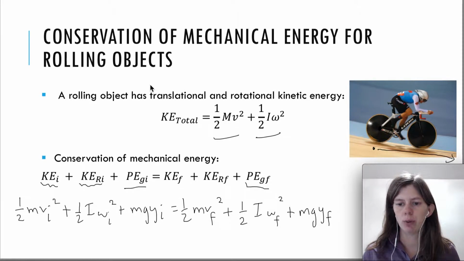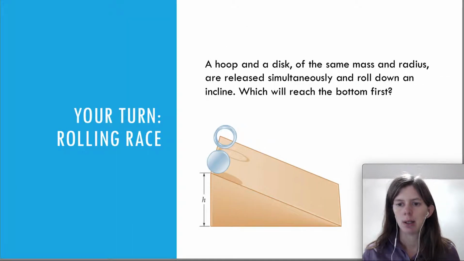Let's look at two questions related to conservation of energy. The first one is your turn. It's a race down the incline. We have different shapes. So even if they have the same mass and same radius, because of the different shape, they will reach the ground at a different time. So if it's a hoop and a disc, which will reach the bottom first?